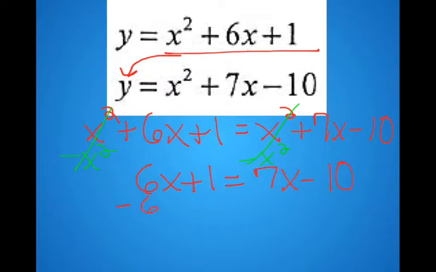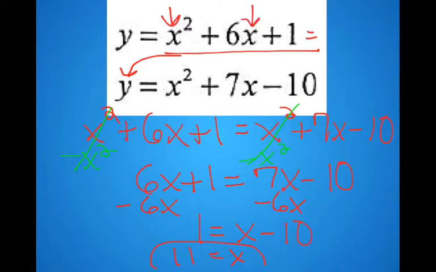And then we want to subtract 6x. We're just trying to get the x by itself. So 1 equals 1x minus 10. And then finally we just want to add 10 to each side, so that will make 11. So x equals 11, and then we have to go and plug that in and figure out what the y coordinate is. So we have to just put it in right there and right there.